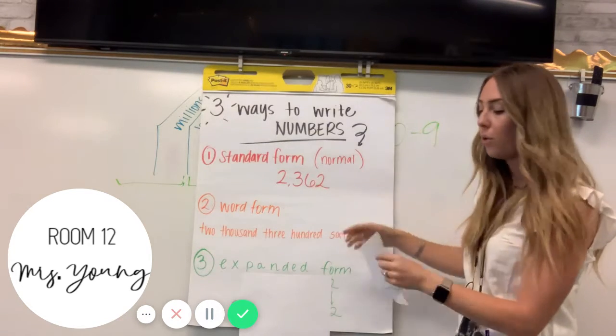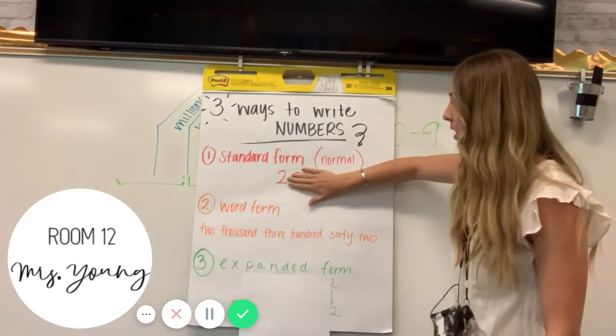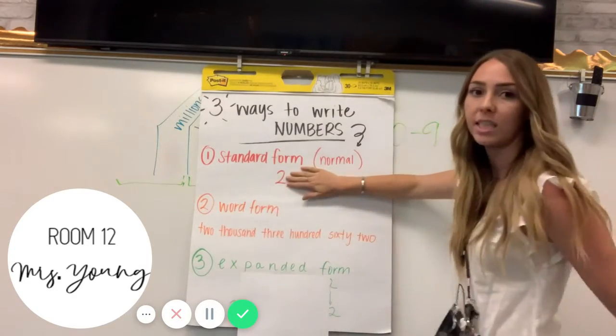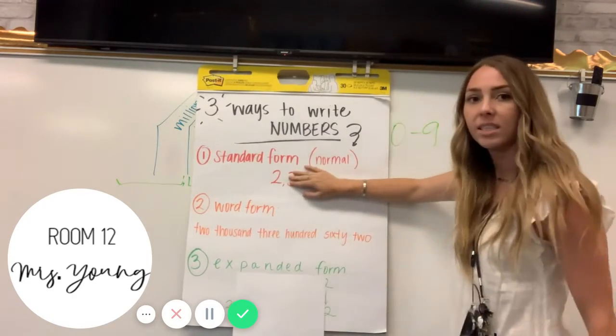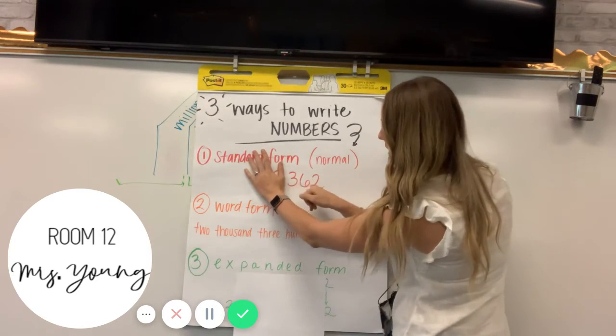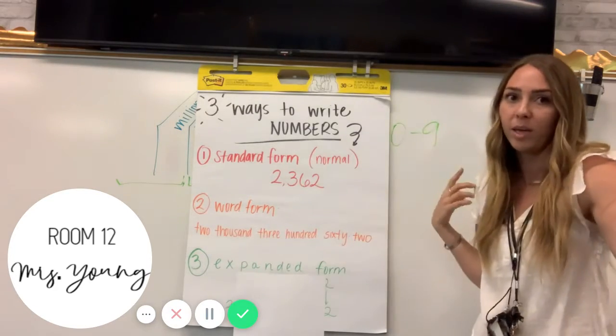2,362. You only need to be able to read 3 numbers at a time. This one only has 2 in its little thousands period, so we just say 2. Comma says 1,000, and then we need to be able to read these numbers all together. 362. So that's word form. You just write it down in words.